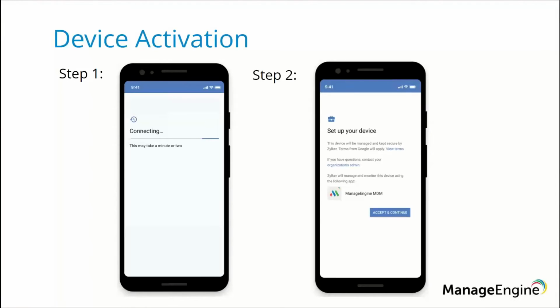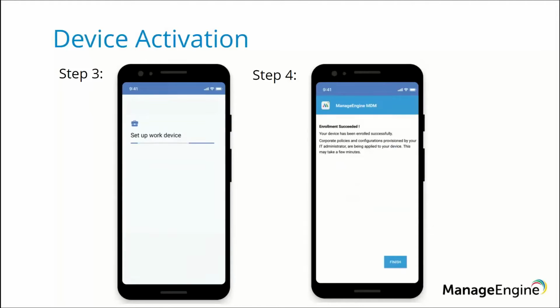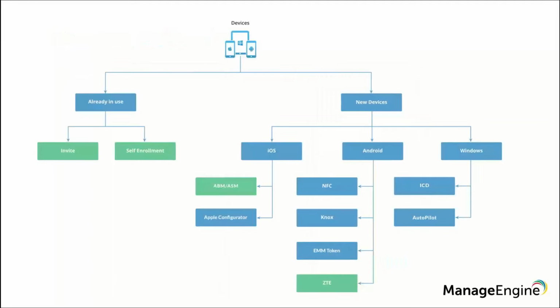When it is activated, MDM app will get installed automatically, as I mentioned, and then it will get the configurations that are added on the zero touch portal to the devices by itself. And you can click on finish, and the enrollment is succeeded.